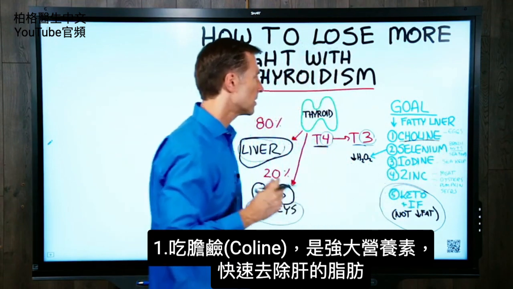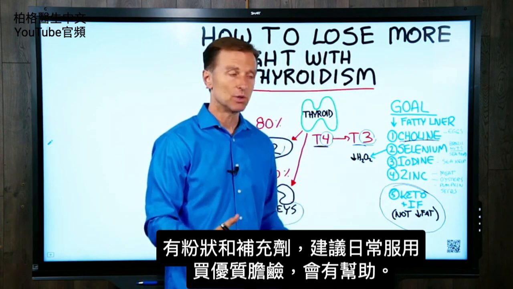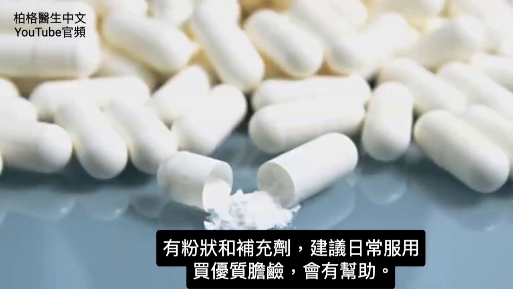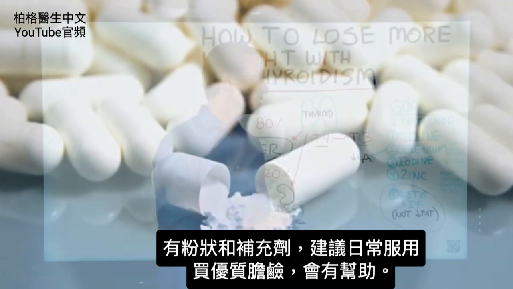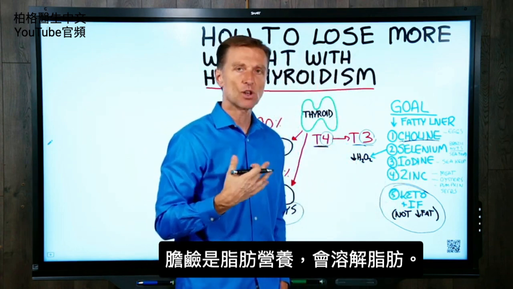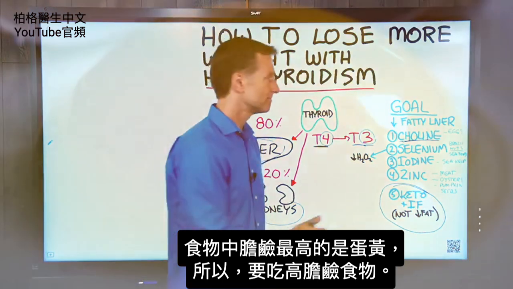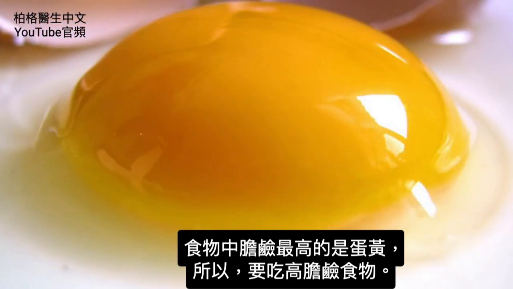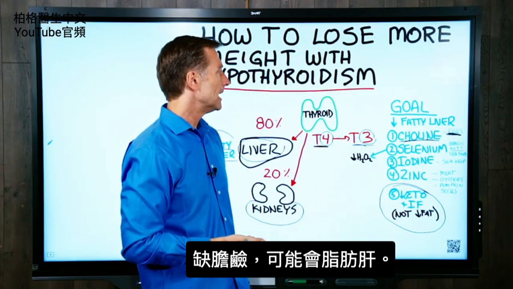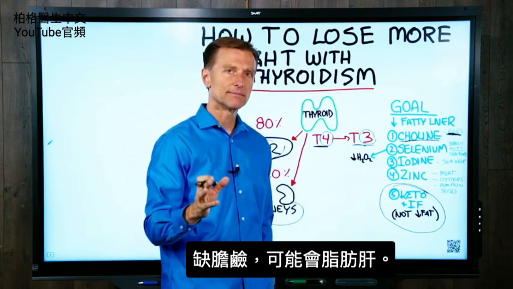Here are a few things to speed up the process. Choline is one of the most powerful nutrients to strip fat off your liver very quickly. You can get it in a powder, you can get it in a supplement. I recommend you get a high quality choline and start taking that on a regular basis. That's going to assist. This nutrient is lipotropic. It basically dissolves fat. And guess what food has the highest amount of choline? Eggs, egg yolks. Interesting, right? So you don't want to start giving up those foods that are high in choline. In fact, if you have a choline deficiency, you could potentially get a fatty liver.